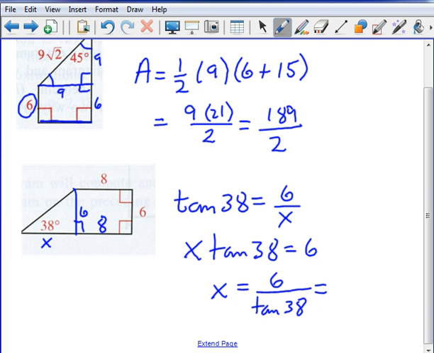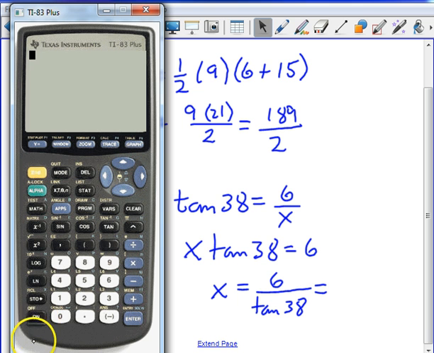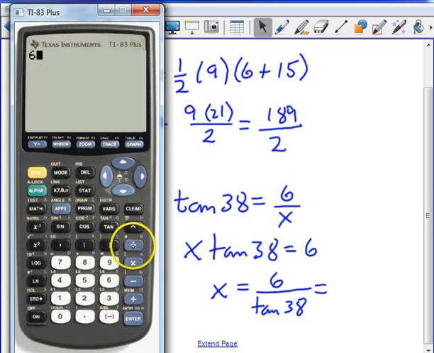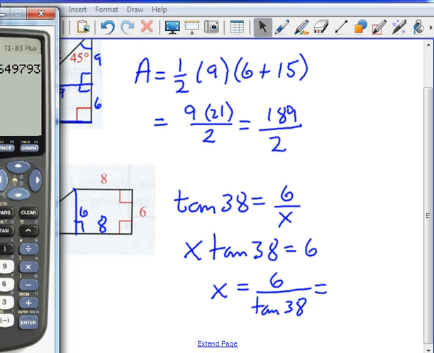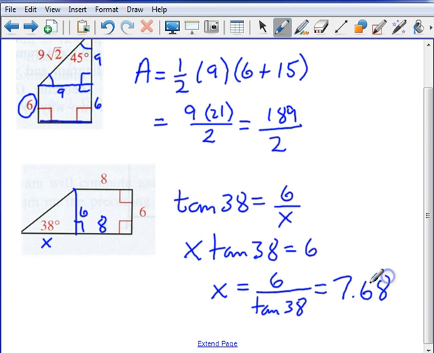Bring in our calculator. Want to make sure I'm in degree mode. I am. I go 6 divided by tangent 38. There's x. 7.68. That means that our base right here is 8 plus that, which is going to be 15.68.